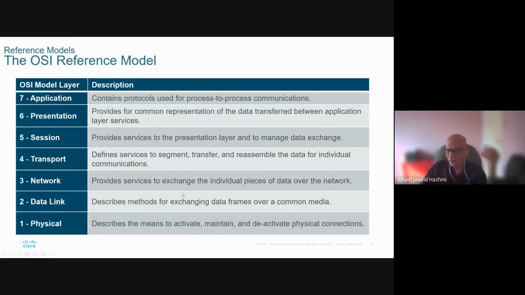Data link is used with the media, for example, cables and network cards. The physical layer also deals with the cable. The network layer usually deals with the router and IP addresses.